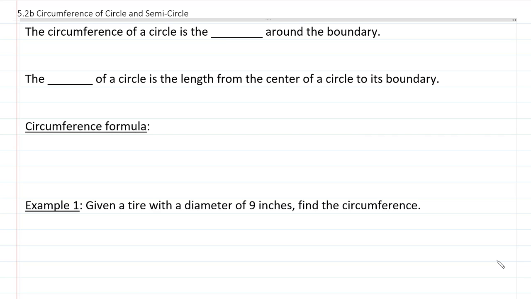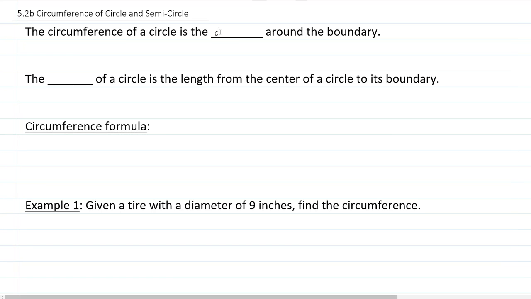5.2b, circumference of circle and semicircle. The circumference of a circle is the distance around the boundary of the circle. So say we had a circle, it would be just the distance around the boundary on the outside.